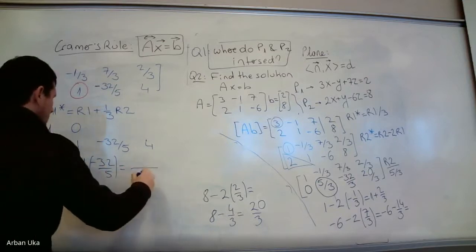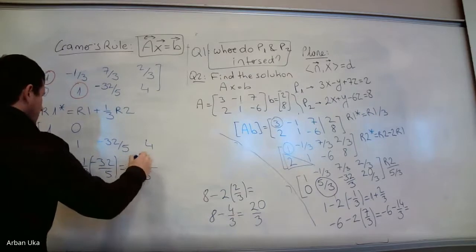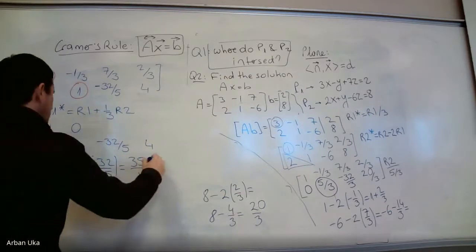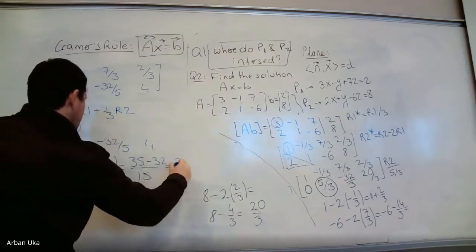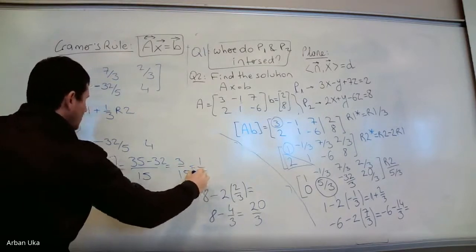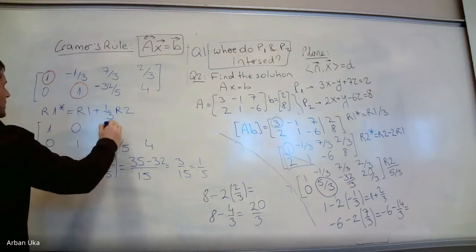So here we get, this is 15, times 5, 35. Is this true? Started with 35 minus 32. This makes this 3 over 15, which is 1 over 5. This is correct. Yes, 1 over 5. So this is here 1 over 5.